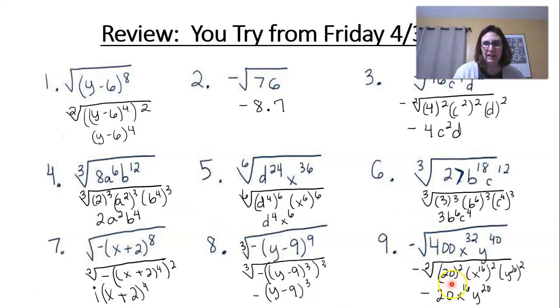And lastly, number 9, you guys can see you rewrite the 400 as 2 squared because this is an index of 2. X to the 32nd power, divide by 2 gives you 16. 40 divided by 2 is 20. And now everything has a power of 2. Bring everything down and just bring the negative on the outside because it was on the outside, just like number 3 was, and number 2.